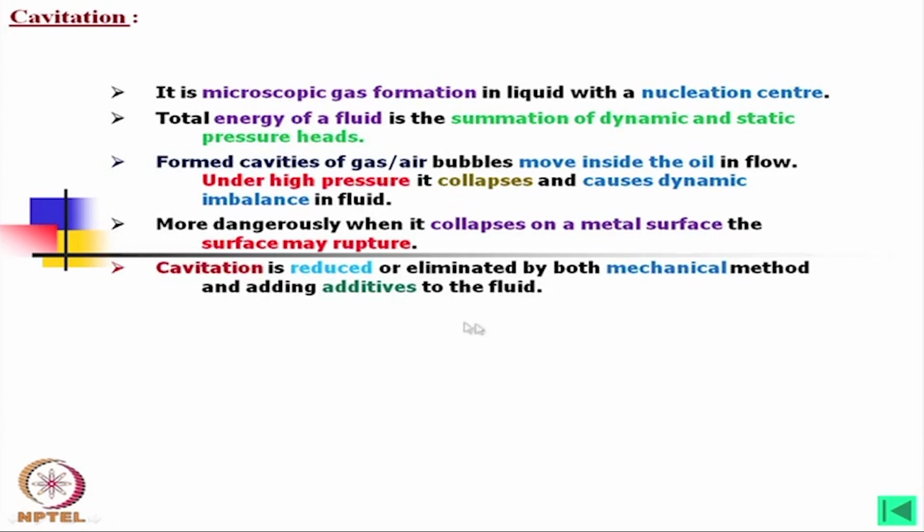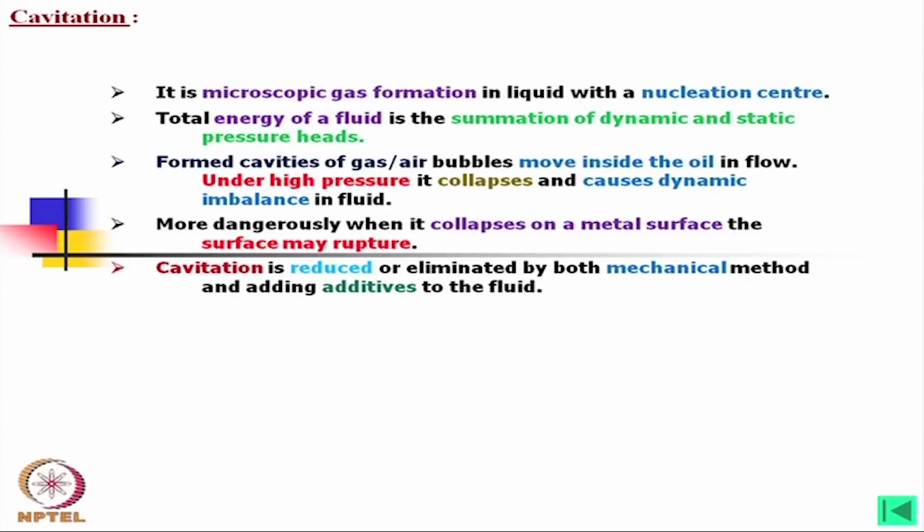Cavitation is reduced or eliminated by both mechanical methods and by adding additives to the fluid. Mechanical methods mean, for example, that we can use baffles and other things. Also we can design the machine component in such a way that it will have less effect due to the collapse of the bubbles.